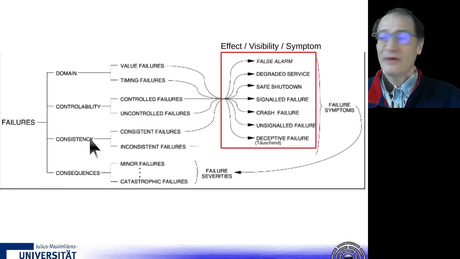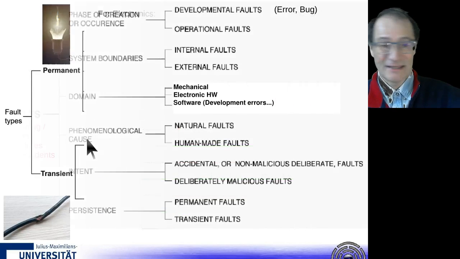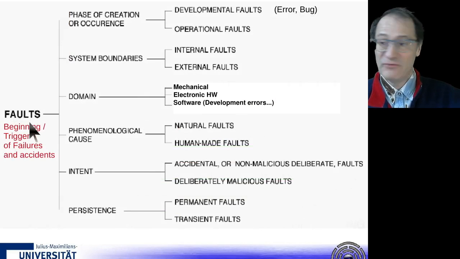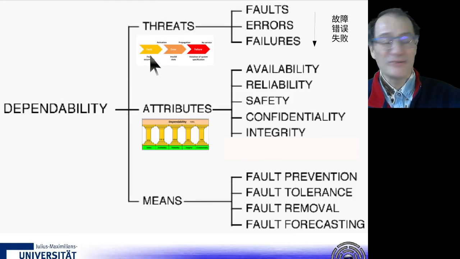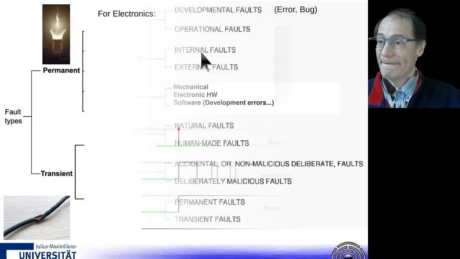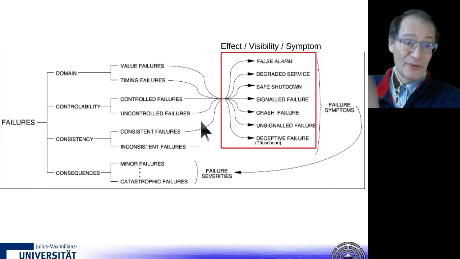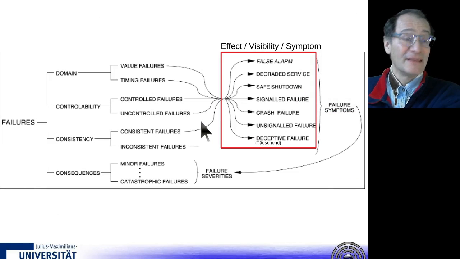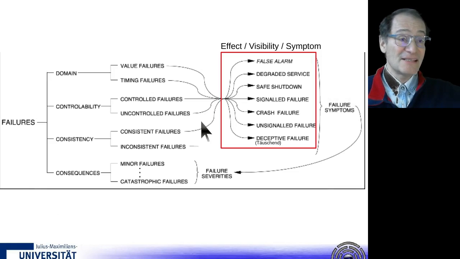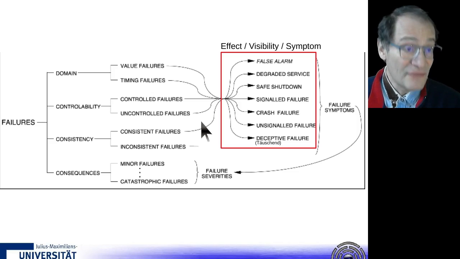Okay, and now let's take a look at the failures. Up to now, we were talking about the beginning of the catastrophe, of the accident. The trigger was the fault. Do you remember? Everything begins with a fault. Then we have an error situation, and then we have the failure. Now let's talk about the failures. Something went wrong, and the fault will be propagated in the system. And at the end, we have the failure, and this is the symptom, or what we see from outside.